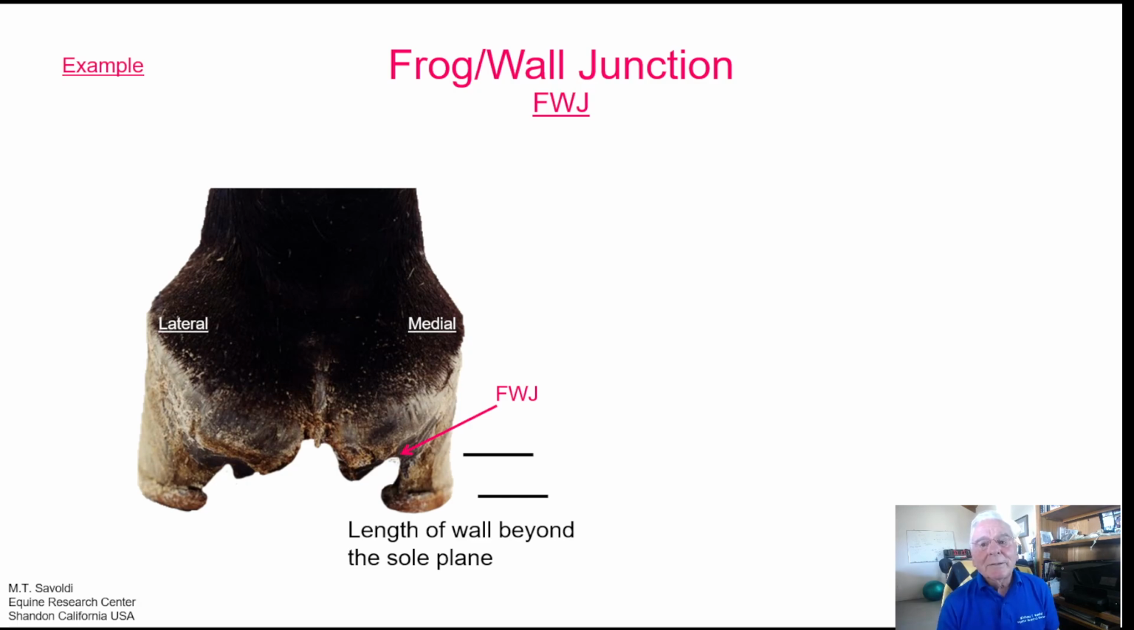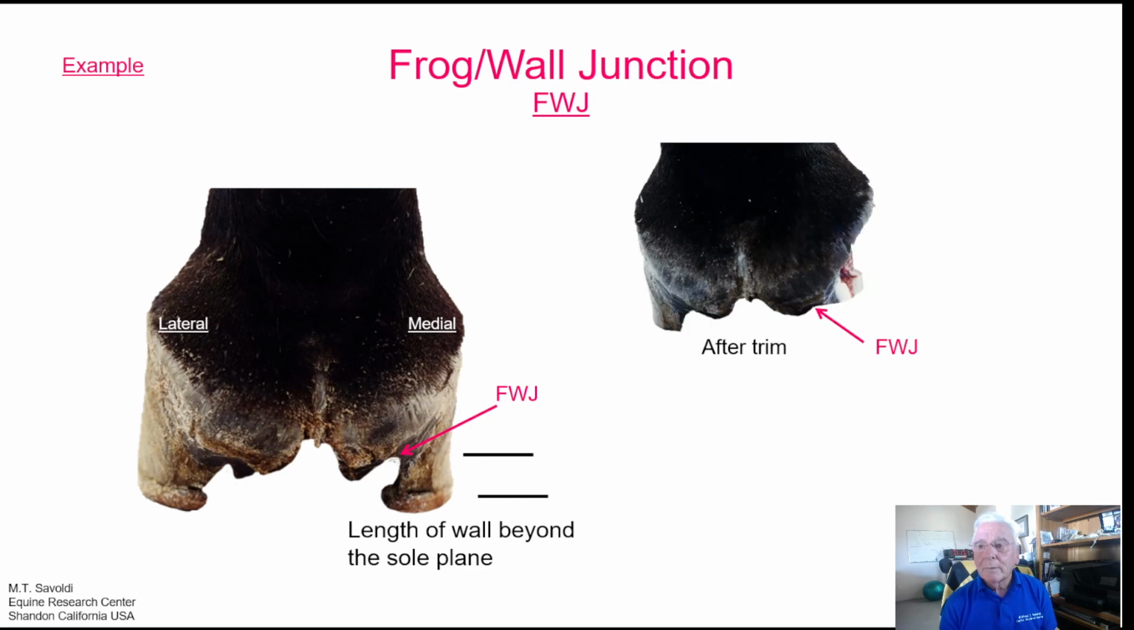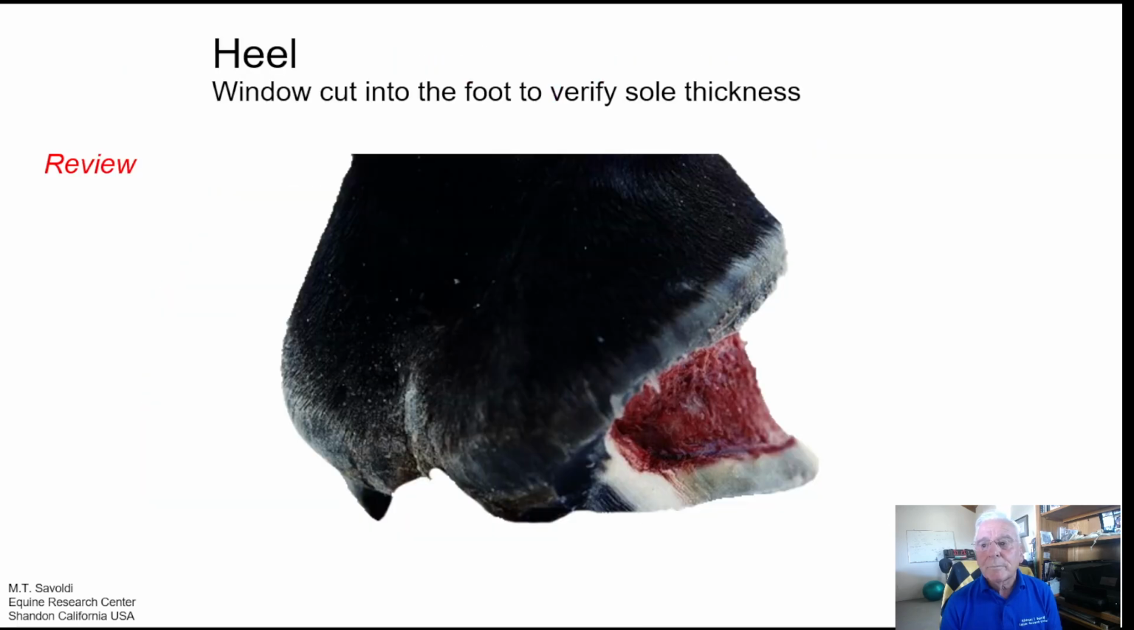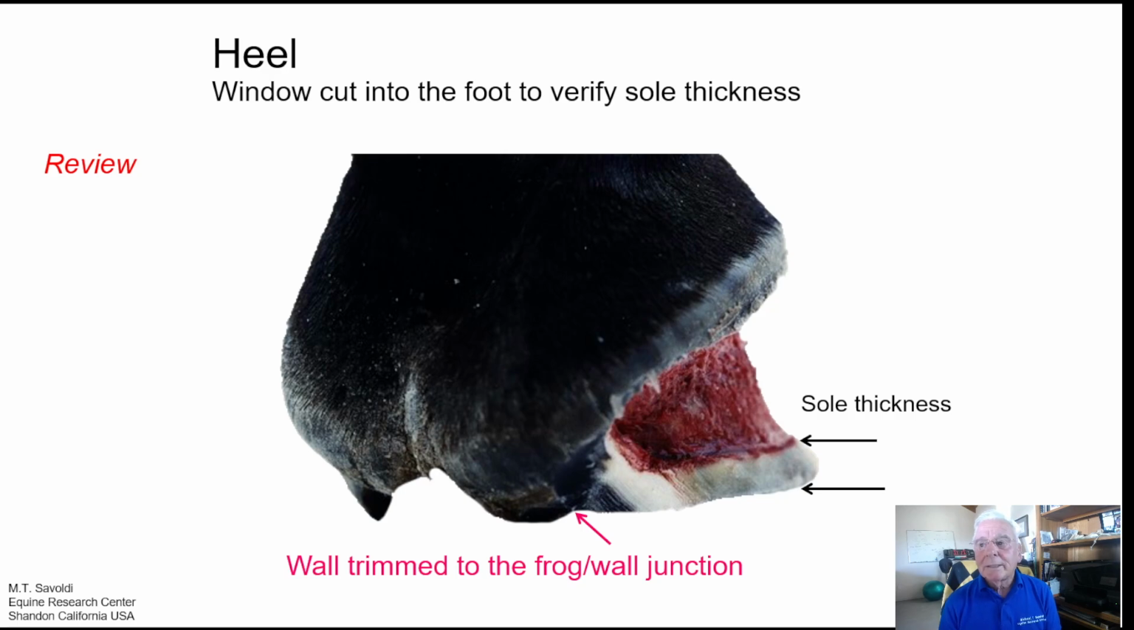And we now can look at length of wall beyond the sole plane. They're not equal. Let's verify this. We can take a foot and trim it to the sole plane, trim it to the frog wall junction, and remove the lateral wall or the medial wall and look at it, and we can see that the moisture line aligns with the frog wall junction. This is a review. So here's our frog wall junction, trim to the frog wall junction, and here's our sole thickness.